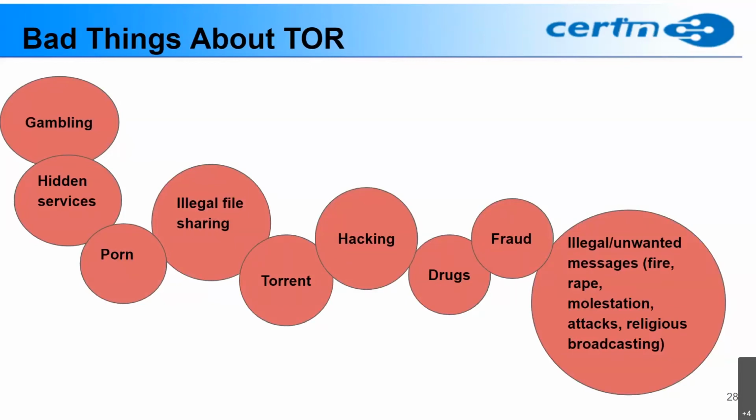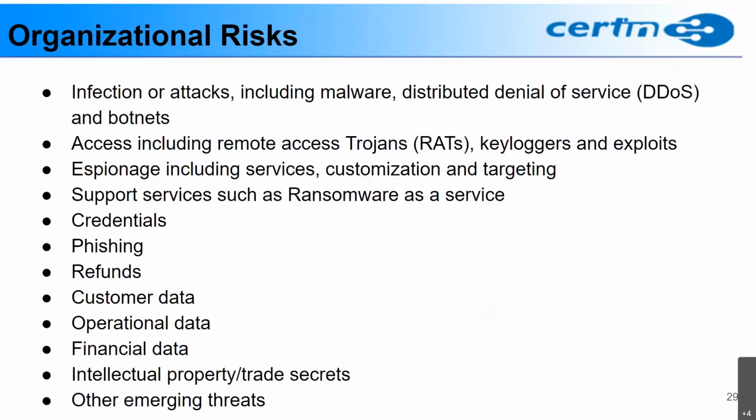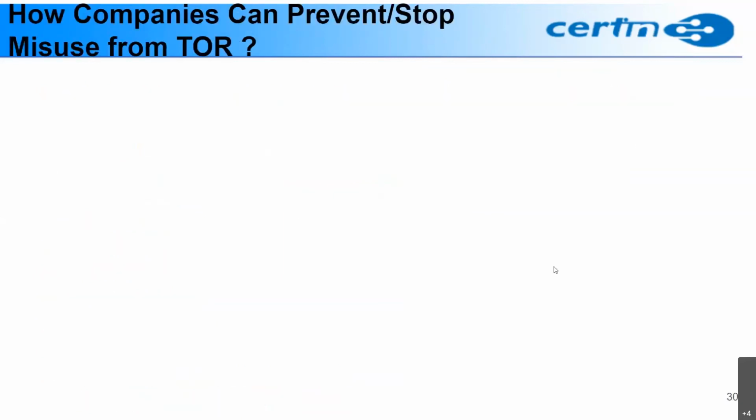for religious broadcasting. From the perspective of organizations also, there are multiple kinds of things that organizations can face, like attacks. People are using it for ransomware as a service. People are publishing credentials over the dark web, leaking customer data, operational data, leaking financial data over the darknet, leaking intellectual property, or other kinds of threats that organizations nowadays have to face because of the darknet.